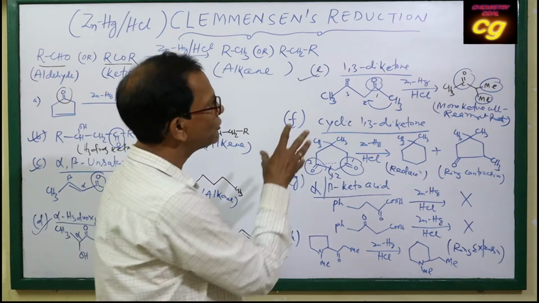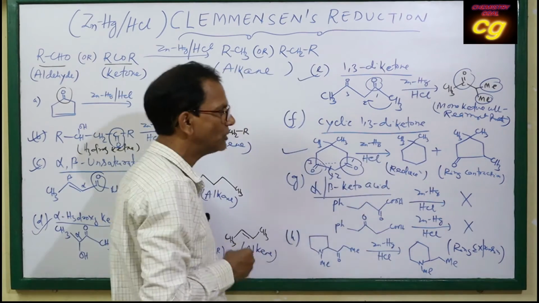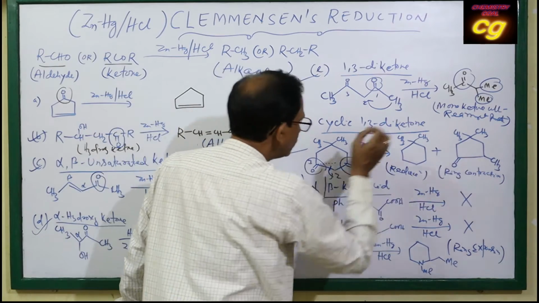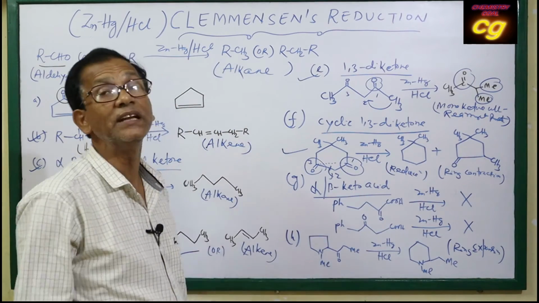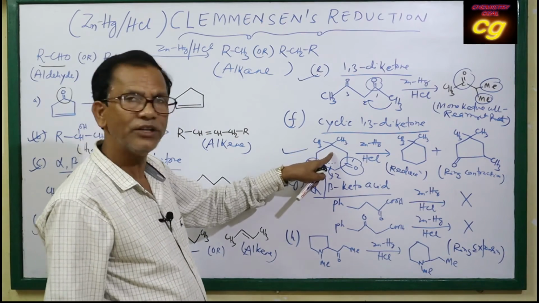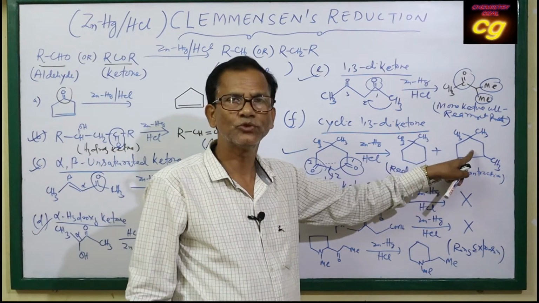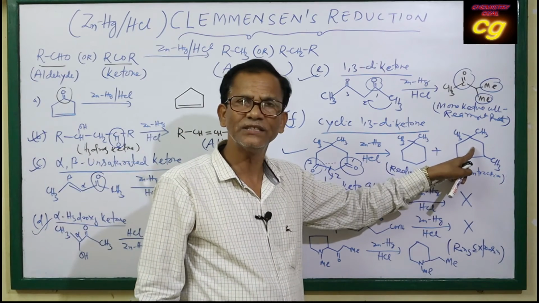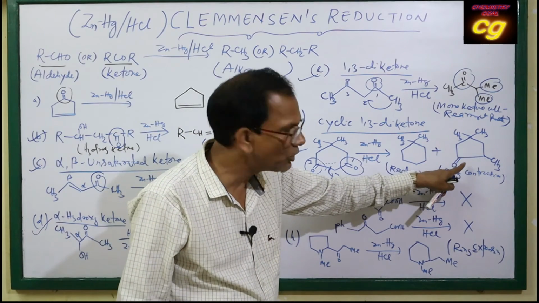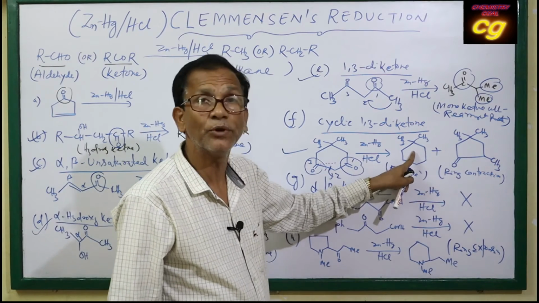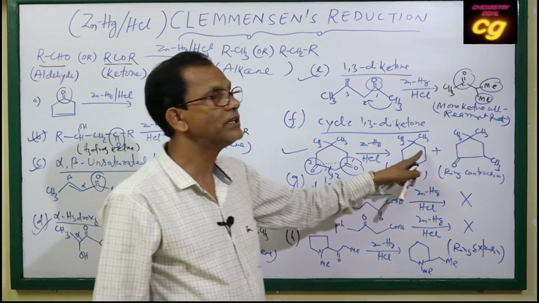But diketone generally produces monoketone. Here also monoketone is there. Monoketone will be produced along with contraction of the ring. Here it is a hexagon ring, but here it is a pentagon. So a 6-membered ring converts to a 5-membered ring, that is ring contraction along with monoketone, and another product may be produced, that is complete reduction.